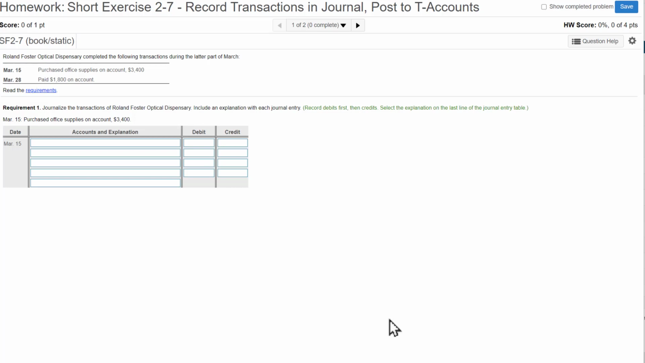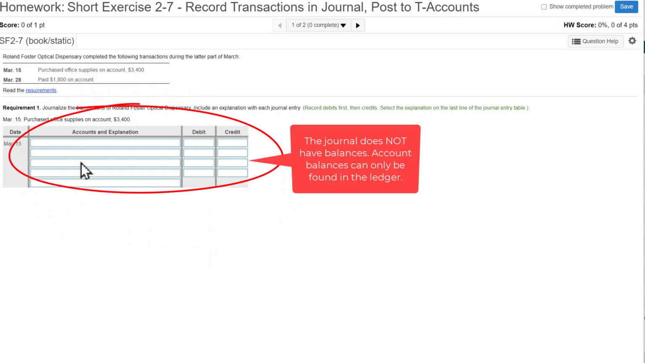Short exercise 2-7. We're going to record transactions in the journal. And again, this is the journal. And remember, the journal does not have balances. So to find balances, we would need to post the journal amounts to the T accounts. Remember, the T accounts are the informal version of the ledger, and it's the ledger, in other words these T accounts, that has the account balances.